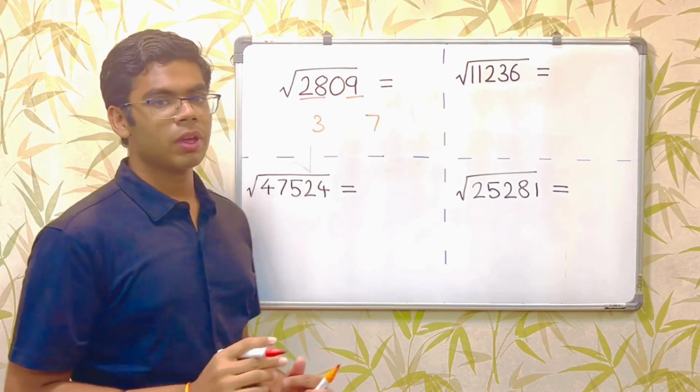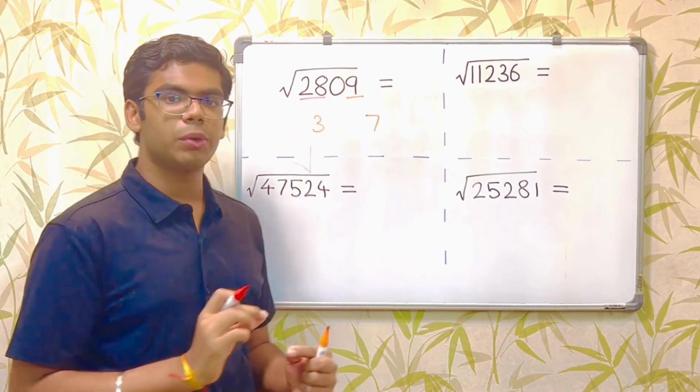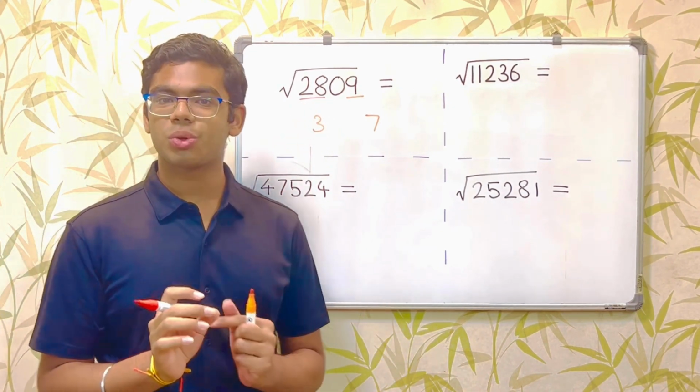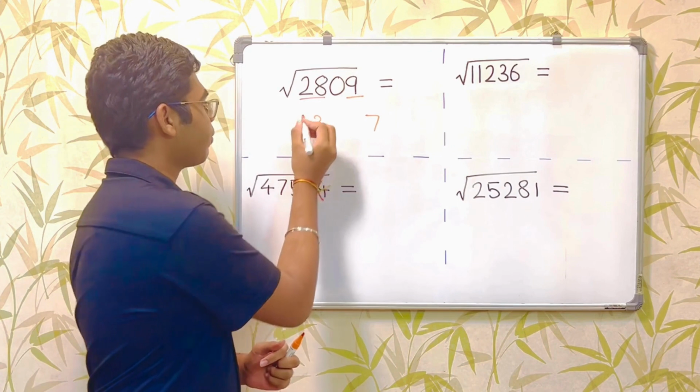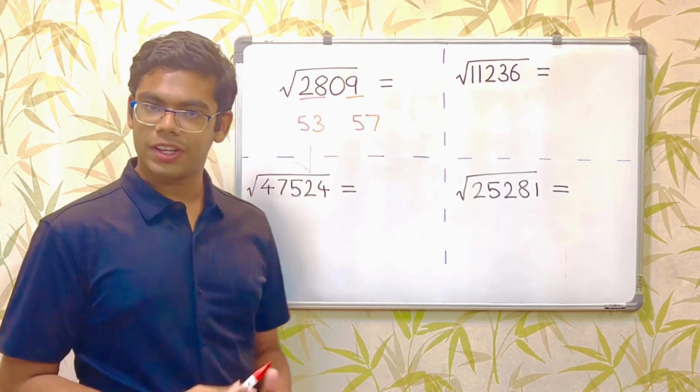Moving on to our next step, we would ignore the last 2 digits and focus on the rest of the number. We'll find a perfect square that is close to 28 and that is less than 28. In this case, it's 25, which is the square of 5. So our answer would either be 53 or 57.